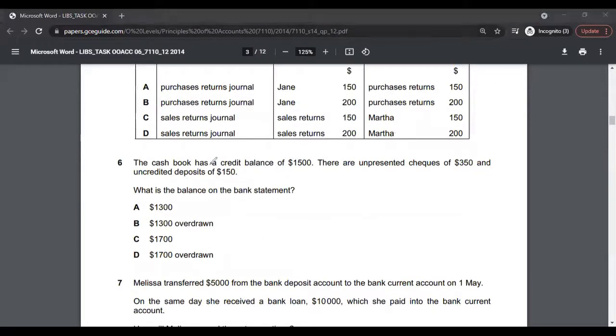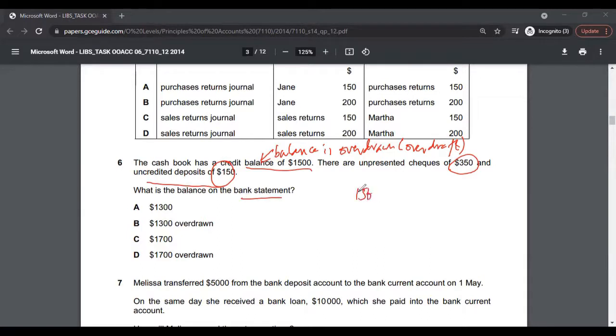Multiple choice 6. The cash book has a credit balance of $1,500. So that means the balance is overdrawn. It's an overdraft. There are unpresented checks of $350 and uncredited deposits of $150. What is the balance on the bank statement?